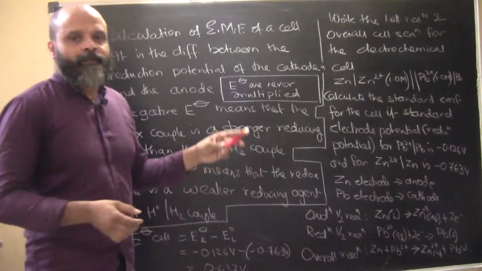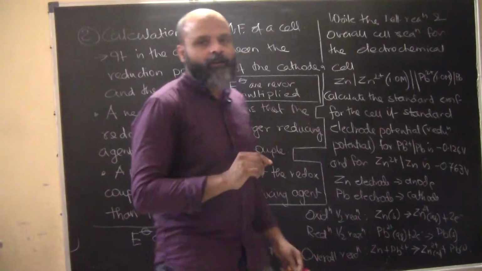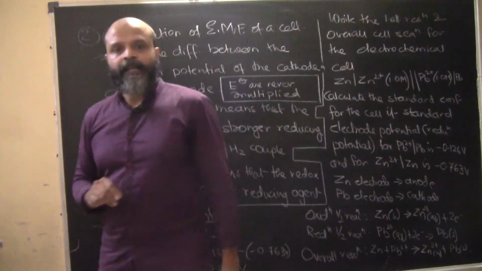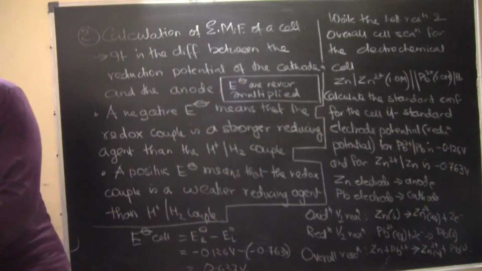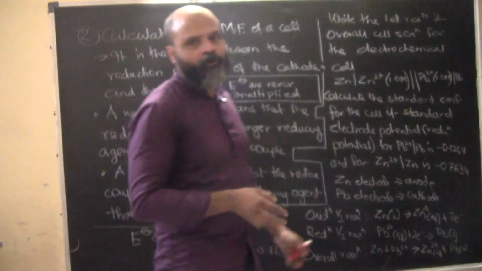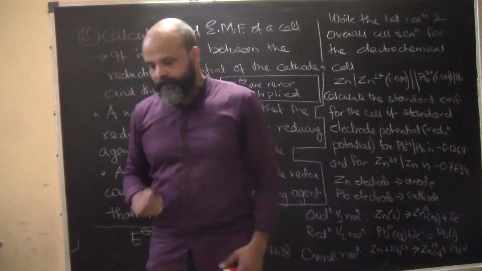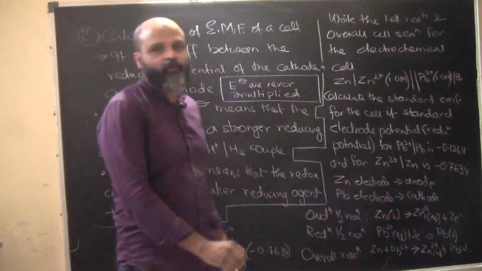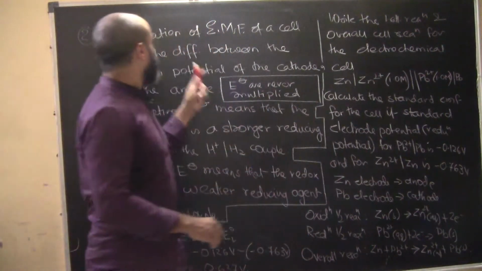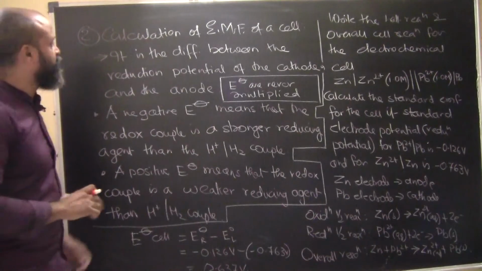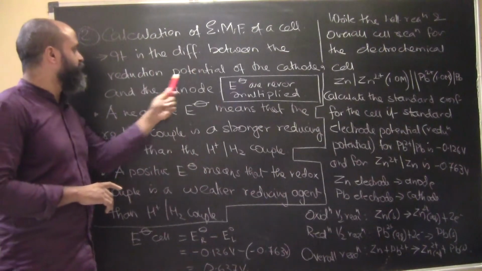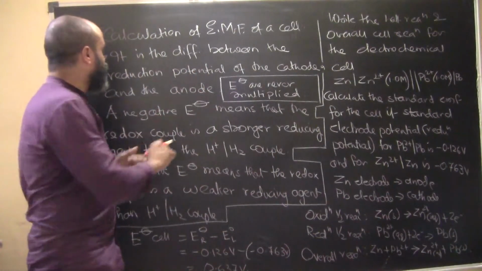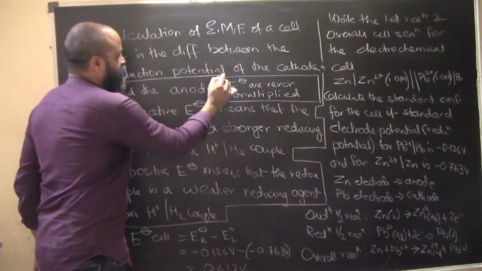Okay guys, we are going to move on to the second application of the electrochemical series, and that's basically determining the EMF of a cell. EMF we all know is the electromotive force. EMF is nothing but the difference between the electrode potentials of the cathode and the anode. So in calculation of the EMF of a cell, it is the difference between the reduction potential of the cathode and the anode. This is something that you will have to remember.